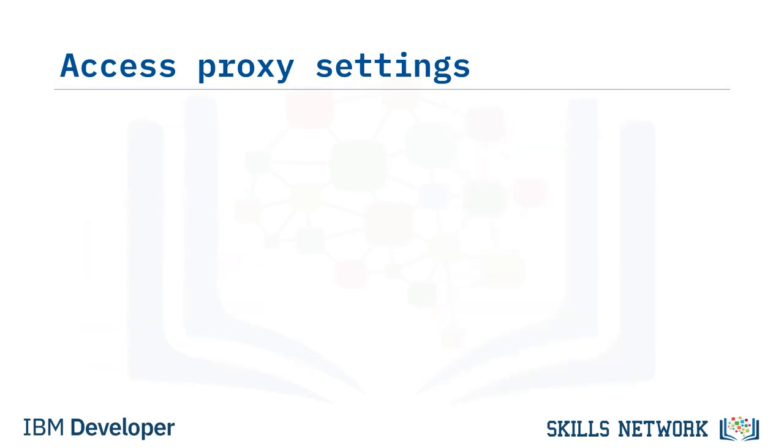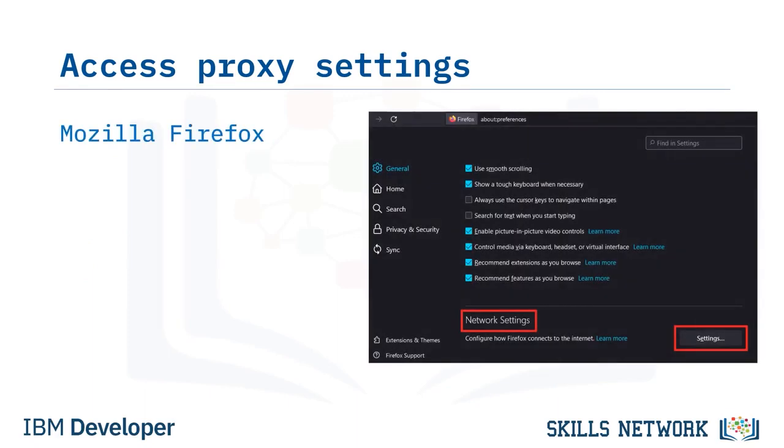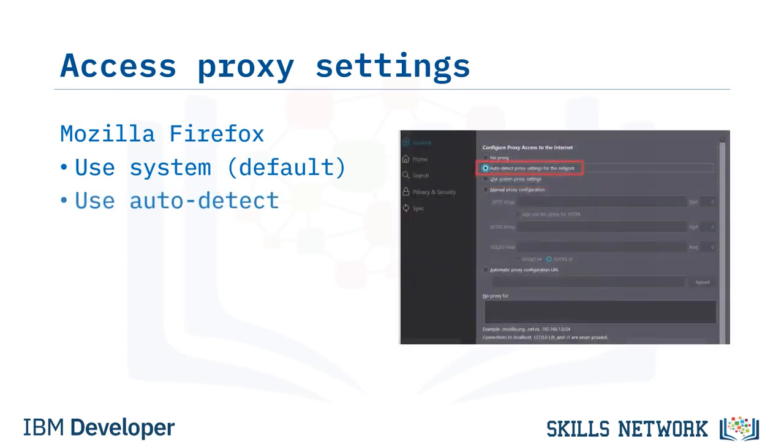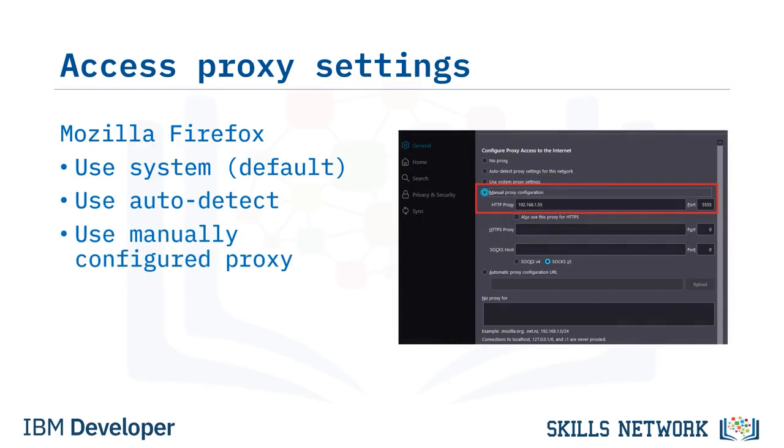Some other web browsers allow you to configure proxy settings that differ from those defined and controlled by the operating system. For example, in Mozilla Firefox web browser, you open Settings, then scroll down to Network Settings and select Settings. From here, you can either choose to use the operating system settings, which is the default, or you can choose Auto Detect or manually configured proxy server settings.